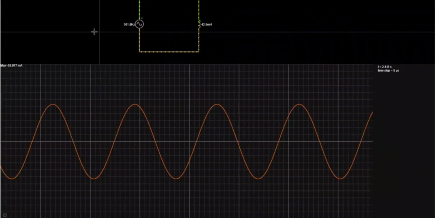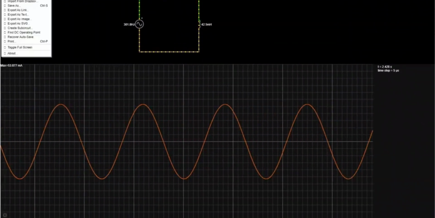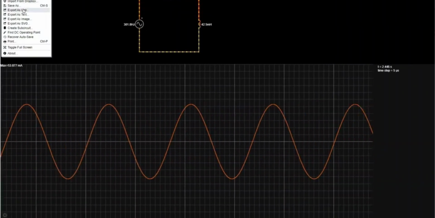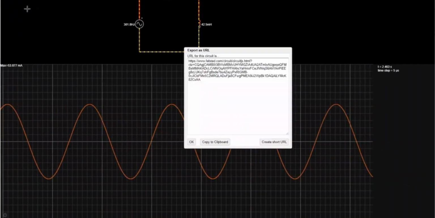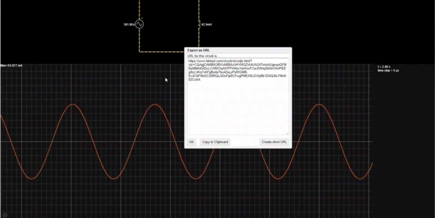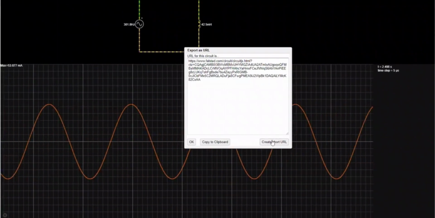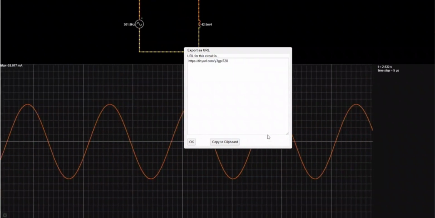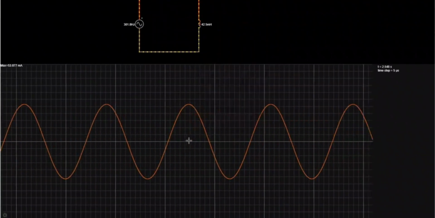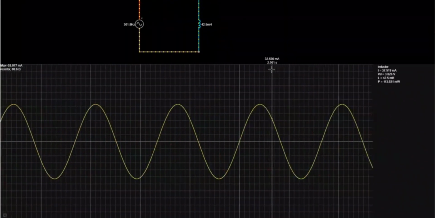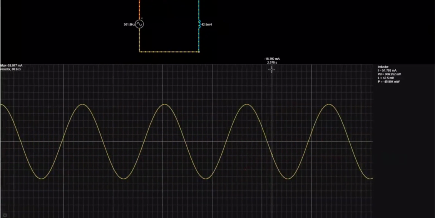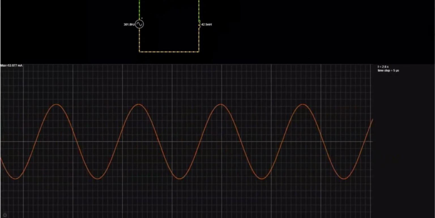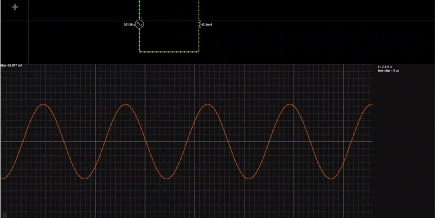Let's do the following. Click on File, and then choose Export as Link. And then click on the button that says Create Short URL. So there's my short URL. So let me repeat that, because then you're going to copy and paste this into the chat box. And then that's how I will grade things. All right, so I'm going to repeat that.